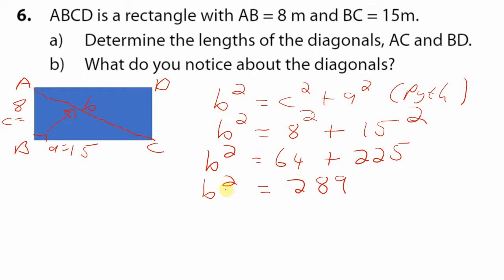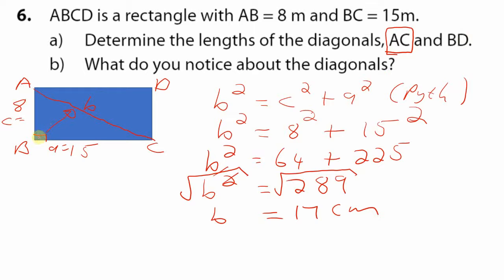We don't want b squared, we want b. Opposite of a square is a square root. What we do to the left, we do to the right. So b is equal to the square root of 289. So what's the square root of 289? 17. So b is equal to 17 centimeter. So we found now the length of diagonal AC.